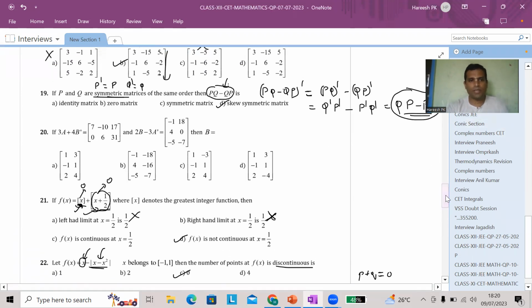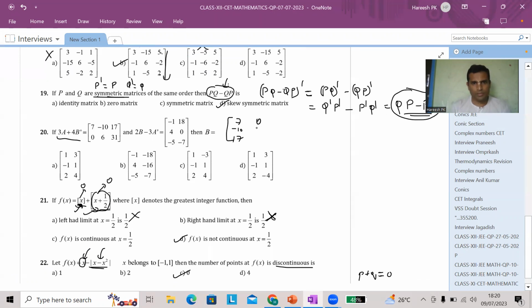The last question, 20th one. So they're asking B, right? Because they're asking B, let's transpose this. So we'll end up getting 7, minus 10, 17, 0, 6, 31. And that's 3A transpose plus 4B.